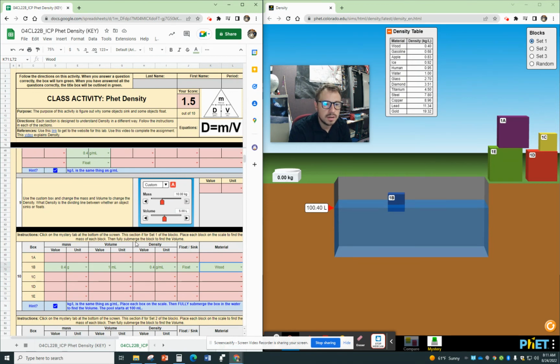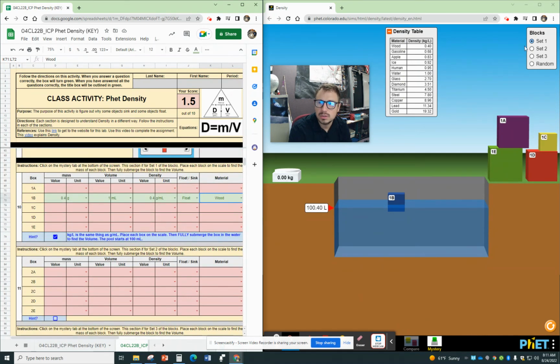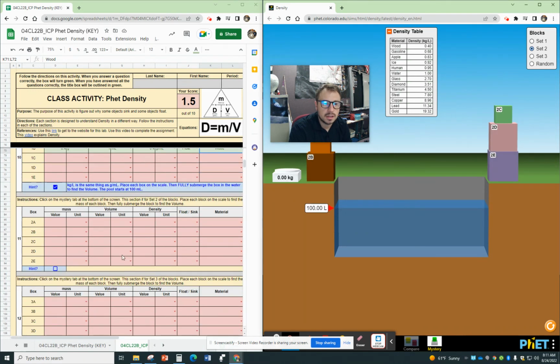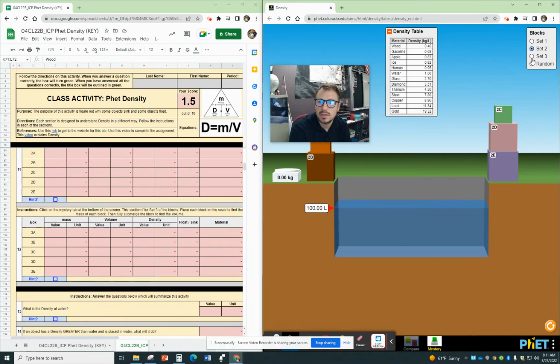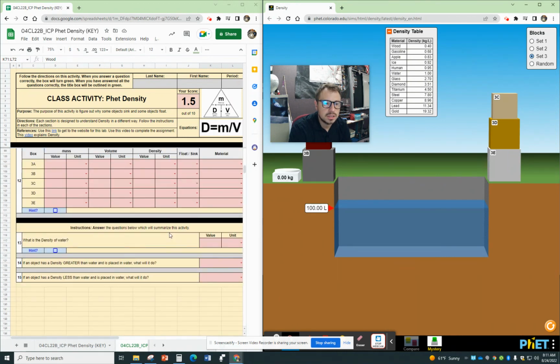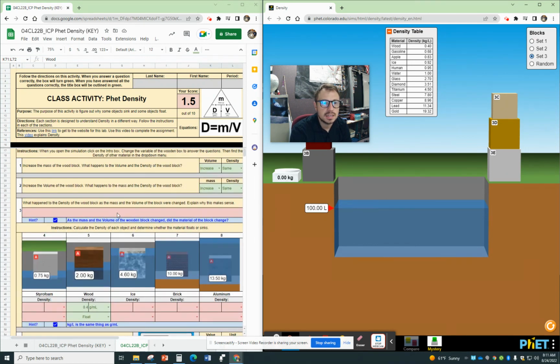So that's set 1. Then there's set 2. So you come over here and click set 2. Then come down here and do set 3. And then the last question says, what is the density of water? One of these materials is water, so you know the density. Then you have to tell me, if an object has a density greater than water and is placed in water, what will it do? If an object has a density less than water and is placed in water, what will it do? So once again, this is the PhET density class activity.